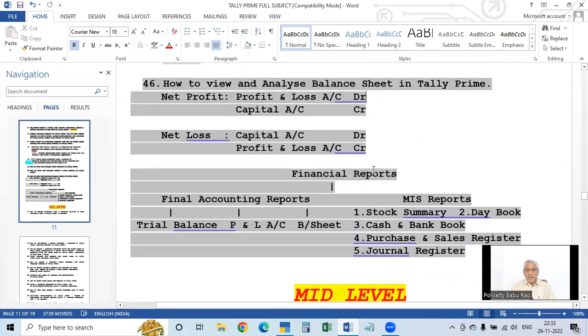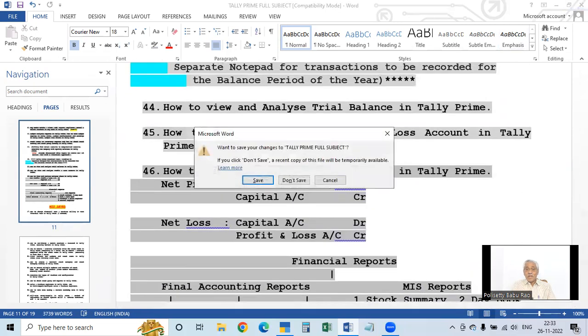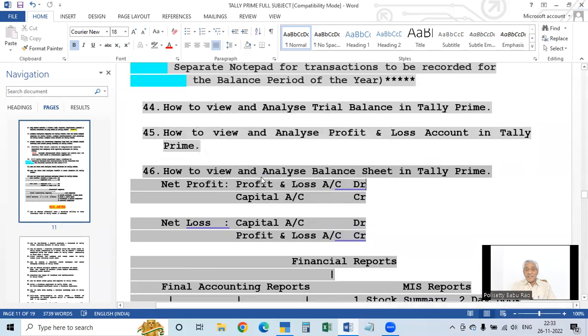Next, we are going to the middle level. And with this, we completed the year, from the beginning till the end, the final report. The year is over. Then what do you do? Go to the next year. The beginning of next year means April 1st. 31st March 2022 is over, so 1st April will be the next financial year. So in the next financial year, how do we do it?